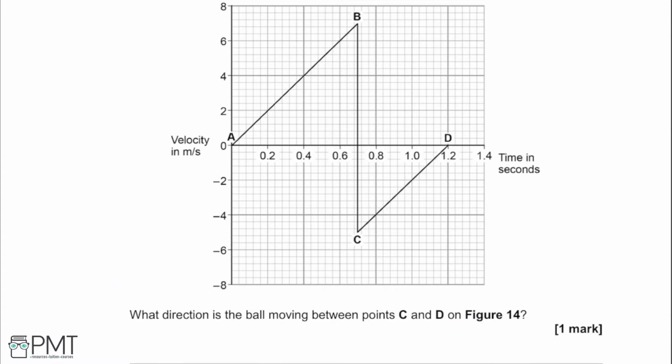And here we're being asked what direction the ball is moving between points C and D on figure 14. To do this, I'm going to have to work out in which direction velocity is positive and which direction it's negative. As the C to D portion of the graph has a negative velocity, so it's below the x-axis, we need to work out whether the ball has a negative velocity when it's falling downwards or if it's going upwards.